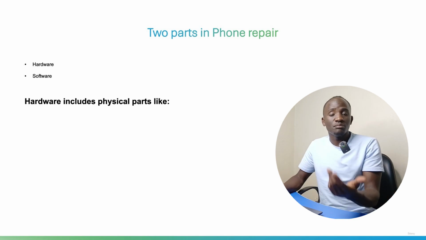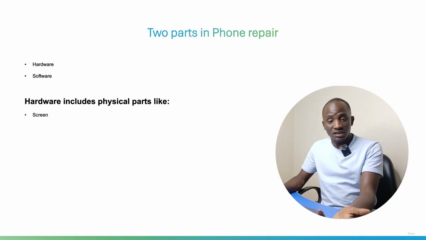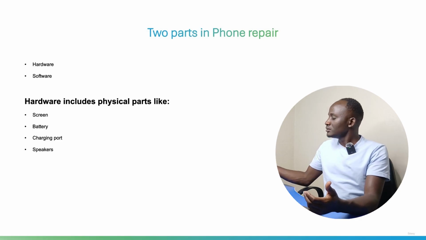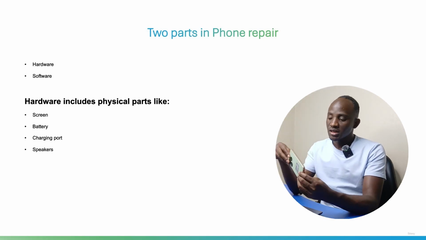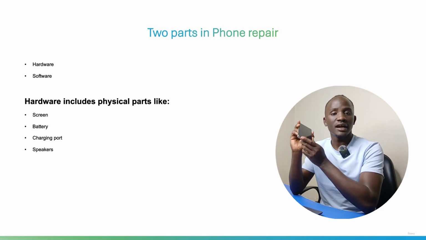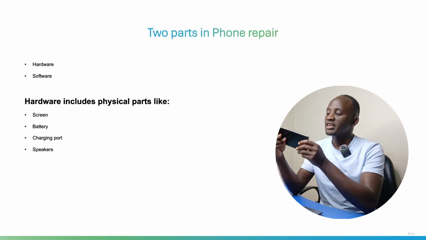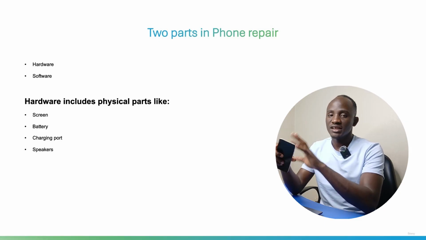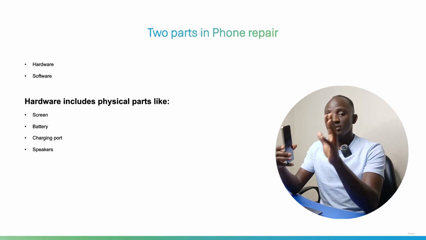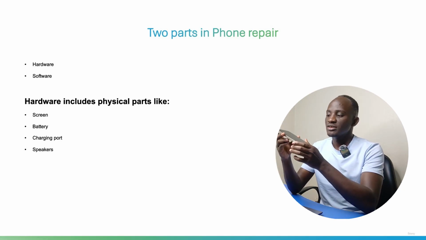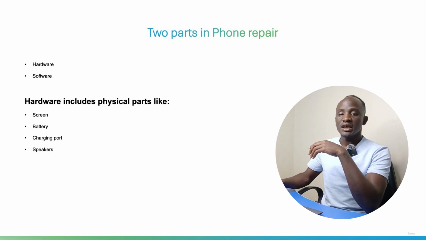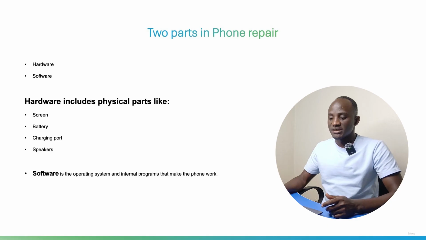Hardware includes physical parts like the screen, the battery, the charging port, and the speakers. If you have a mobile device like this one, all that you can see, touch, and feel is referred to as hardware components. Hardware components can get damaged, and hardware components can be replaced. Now, software is the opposite of that.